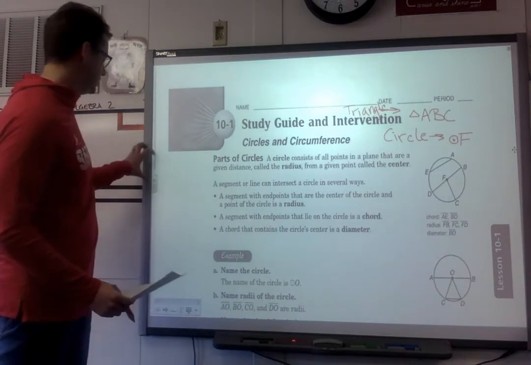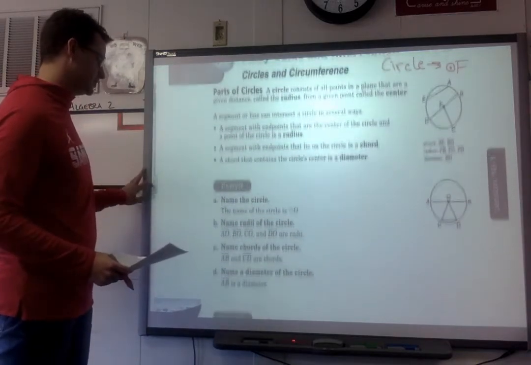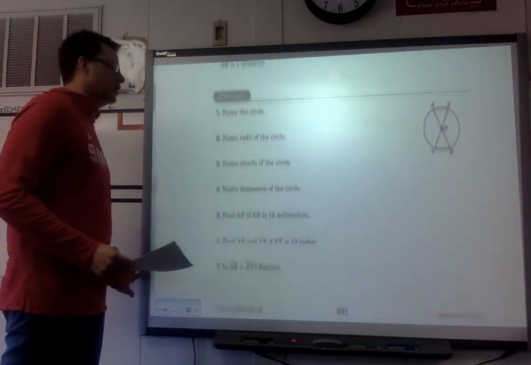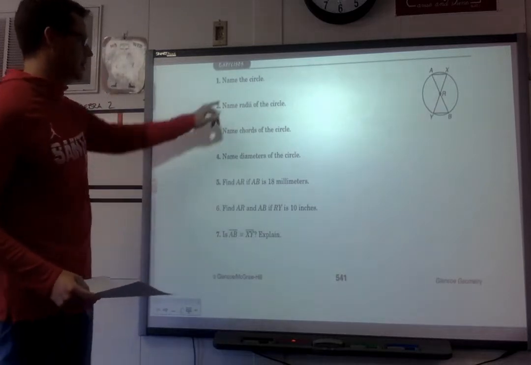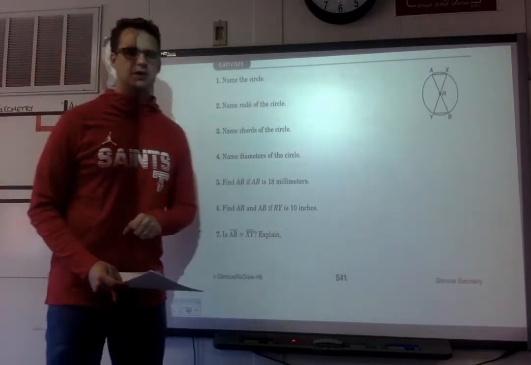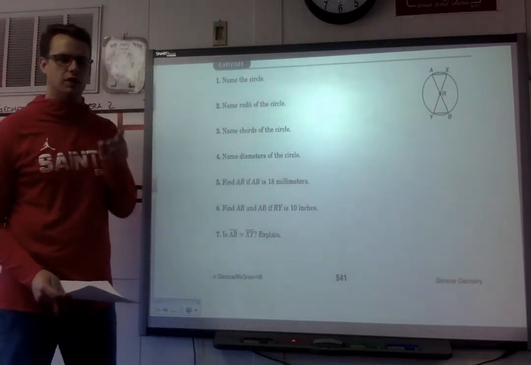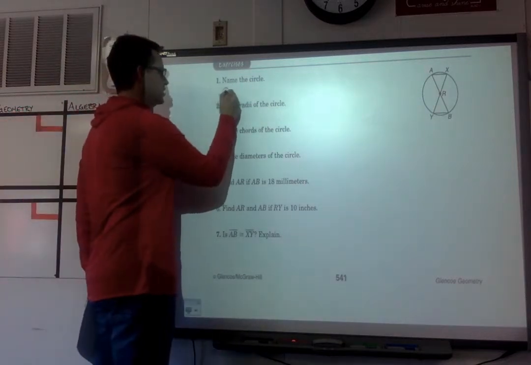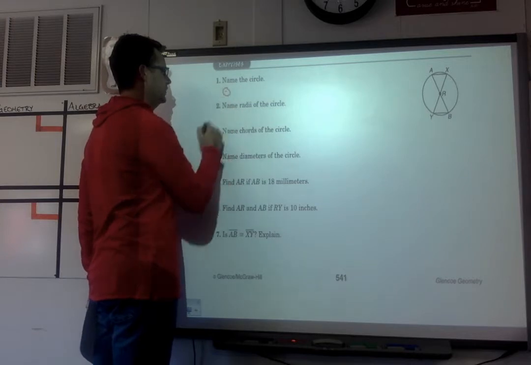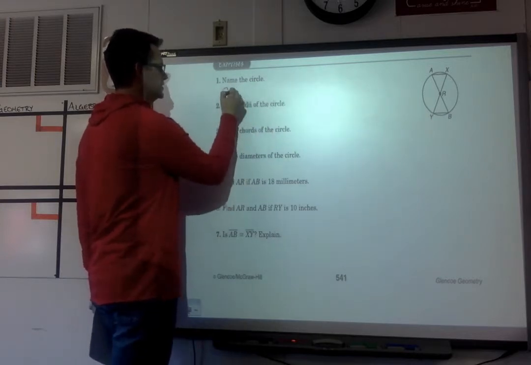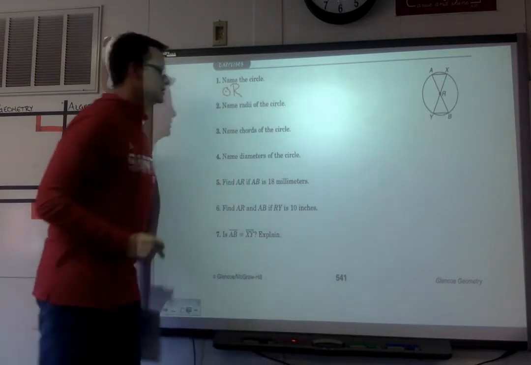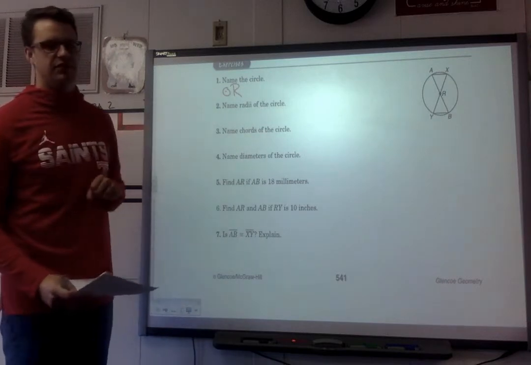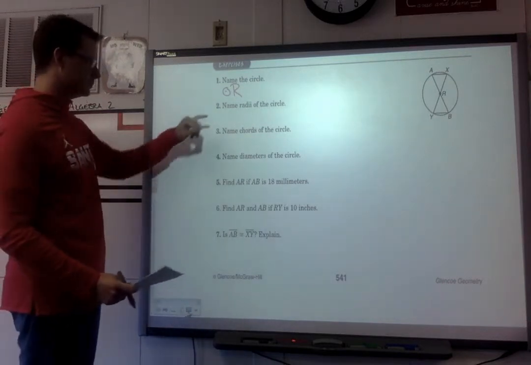I'm going to skip over theirs, and I'm going to go to one that we'll walk through together here. So first, name the circle. Each circle has only one name. It's only named by its center point. So again, we want to draw a circle with a point in the middle. And in this case, the center point is R. So this would be the name of the circle, circle R.